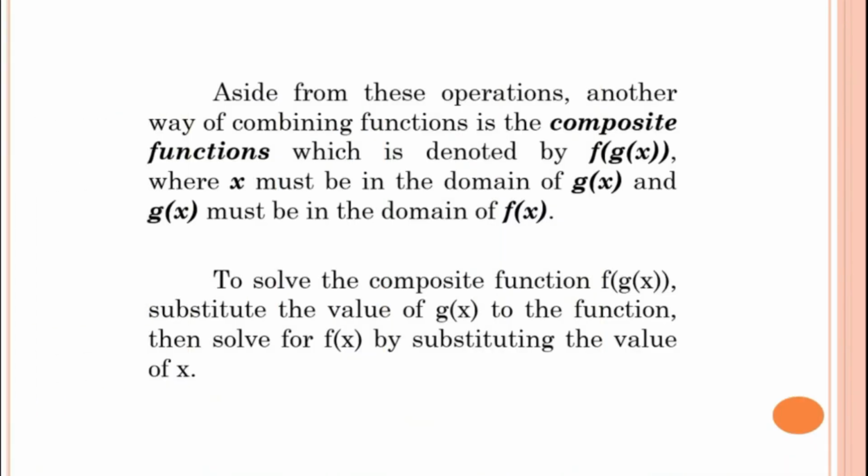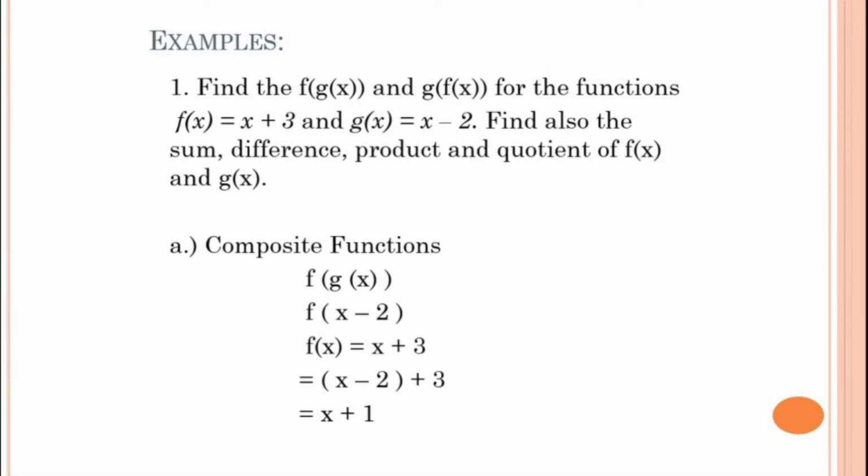Aside from these operations, another way of combining functions is the composite function, which is denoted by f of g of x, where x must be in the domain of g of x and g of x must be in the domain of f of x. To solve the composite function f of g of x, substitute the value of g of x into the function, then solve for f of x by substituting the value of x. Here are some examples on how to do operations on functions.